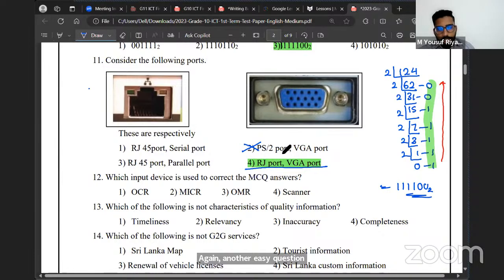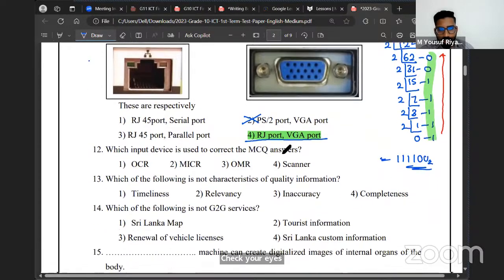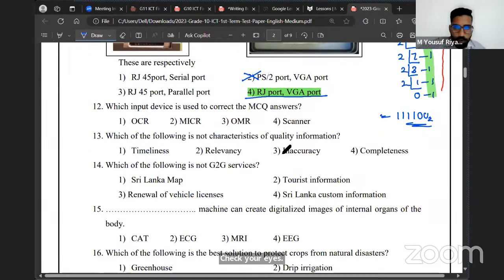Next. Fourth one says RJ port. Check your eyes. It's RJ port. I mean, RJ is also fine. It should be RJ45, but again, RJ is also fine, because 45 is actually a series. You can ignore it. The correct word is RJ45, but yeah, you can consider the last one. That's the most suitable answer.